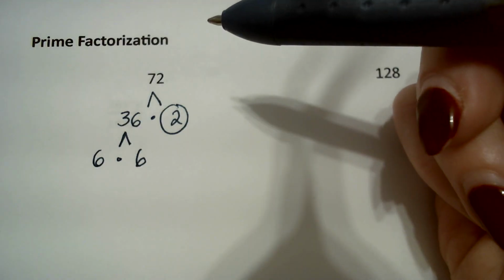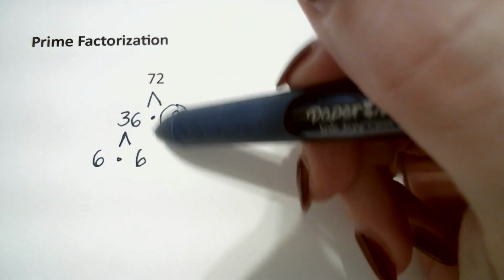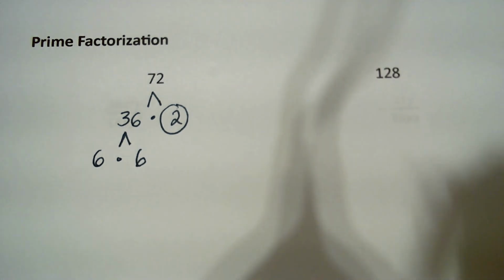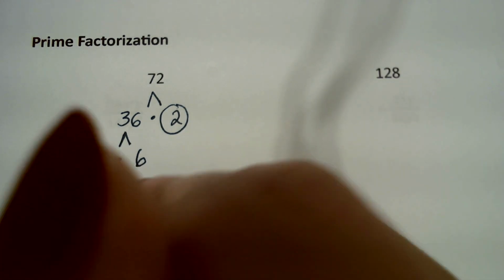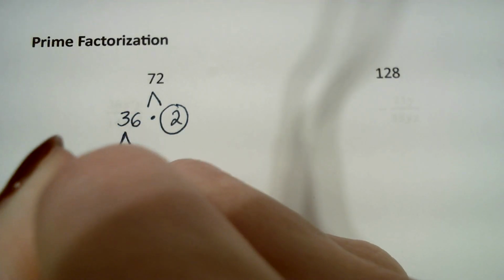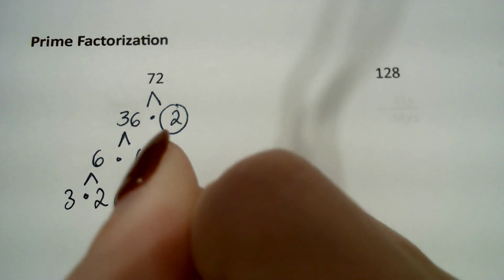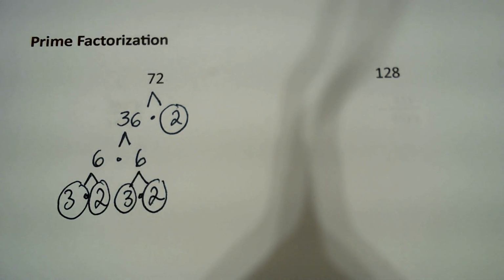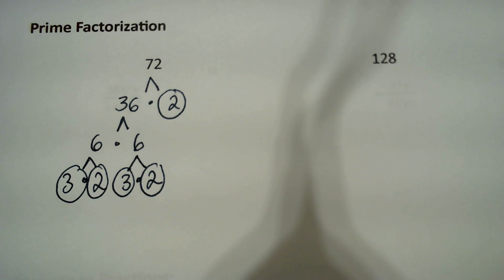3 times 12 would work. There are lots of options here. So 6 times 6 is what I chose. I'm going to break 6 down into 3 times 2 because 6 is composite. But 3 and 2 are prime, so those will get circled. And then when we're doing prime factorization, we don't leave it like this. We write it in expanded form as well as with exponents.